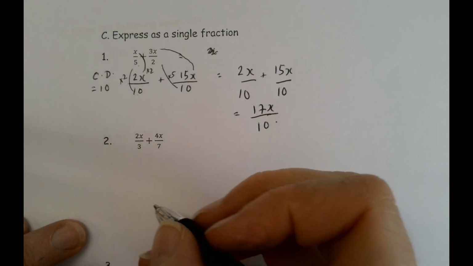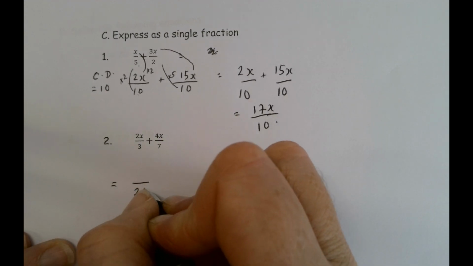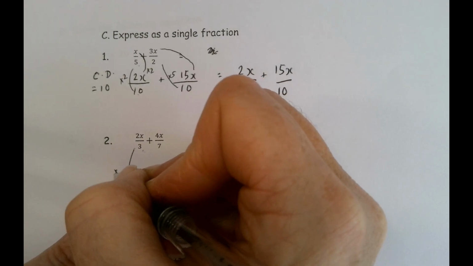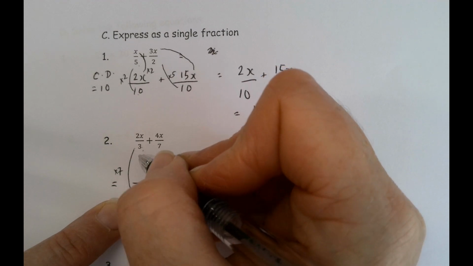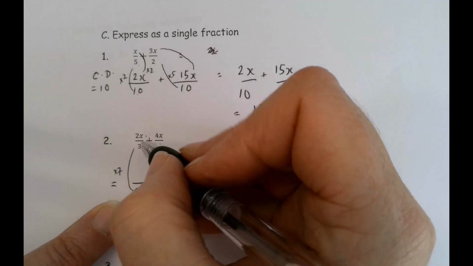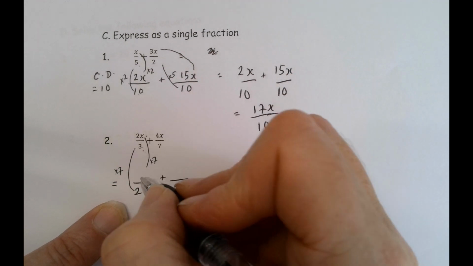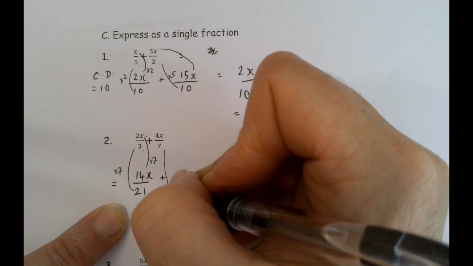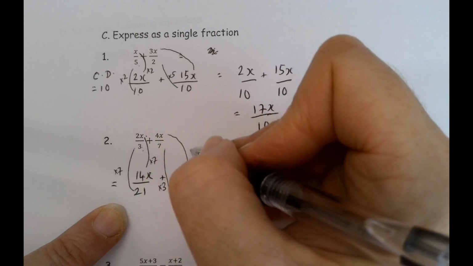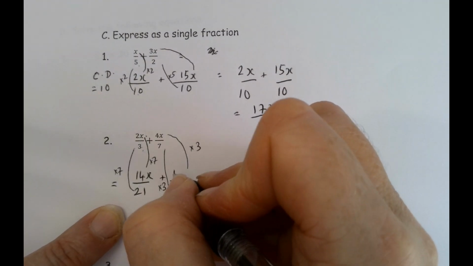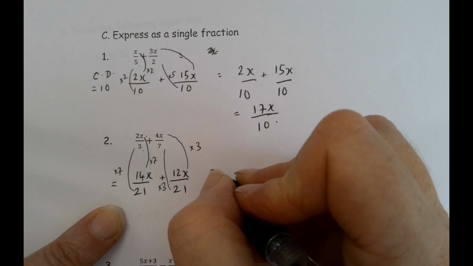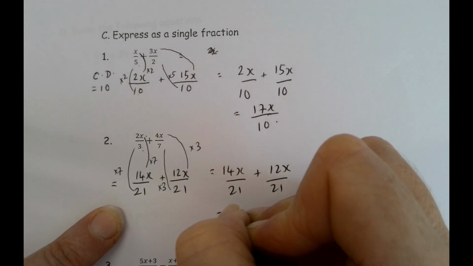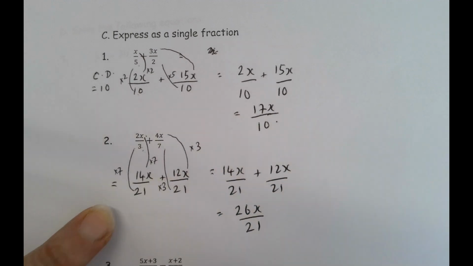2x over 3 plus 4x over 7. So my common denominator is going to be 21. 3 goes into 21 7 times. So I multiplied 3 by 7 to get 21. What do I multiply 2x by then? I multiply it by 7 as well, which is 14x over 21. 7 goes into 21 3 times. What do I multiply 4x by? I multiply it by 3 as well. So 12x over 21, which is 14x over 21 plus 12x over 21, which equals 26x over 21.